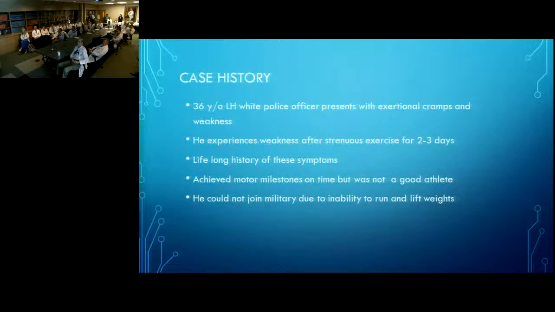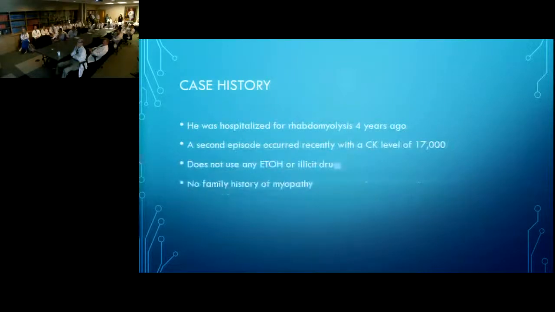So after each and every one of these episodes, he would experience weakness for about 2 to 3 days. He achieved his milestones on time, but as I said, he was never muscular and was never able to keep up with his peers in sports. He could not join the military due to inability to run and lift weights. However, he was able to become a police officer, but he had some trouble at work, and so that's why he was referred to us.